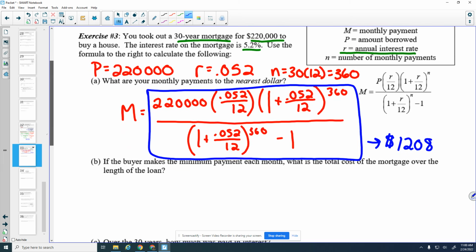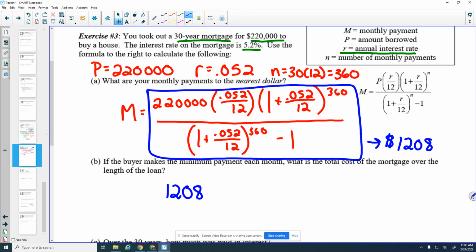The next two questions are kind of follow-up questions, and we'll talk a little bit about how mortgages work. So it says, if the buyer makes the minimum payment each month. So if the buyer pays the minimum payment, which is $1,208, on a mortgage, you can always pay more than your payment. And the nice thing about that is you get done paying faster, and also there's less interest that accumulates over time. But all you really have to do, and probably what most people do, is make that monthly payment. So it says, what is the total cost of the mortgage over the length of the loan?